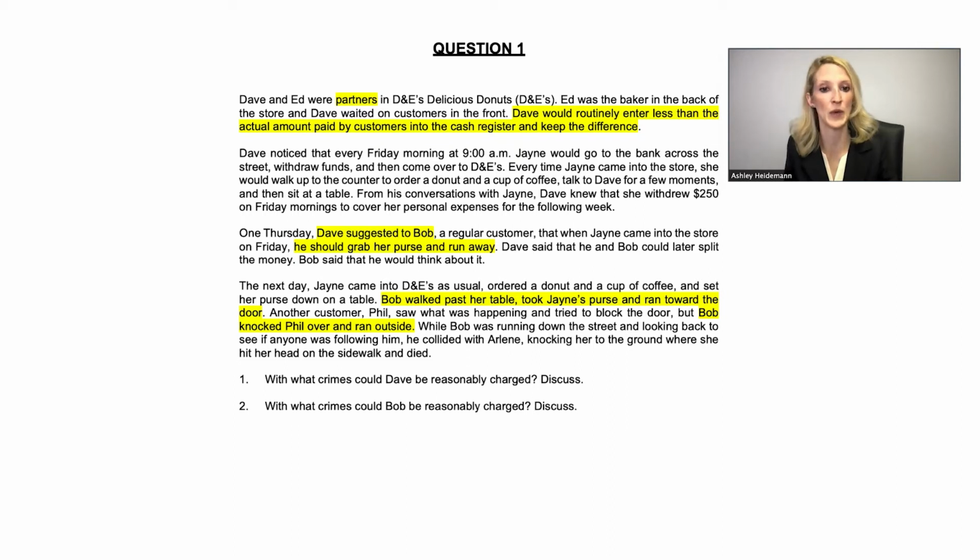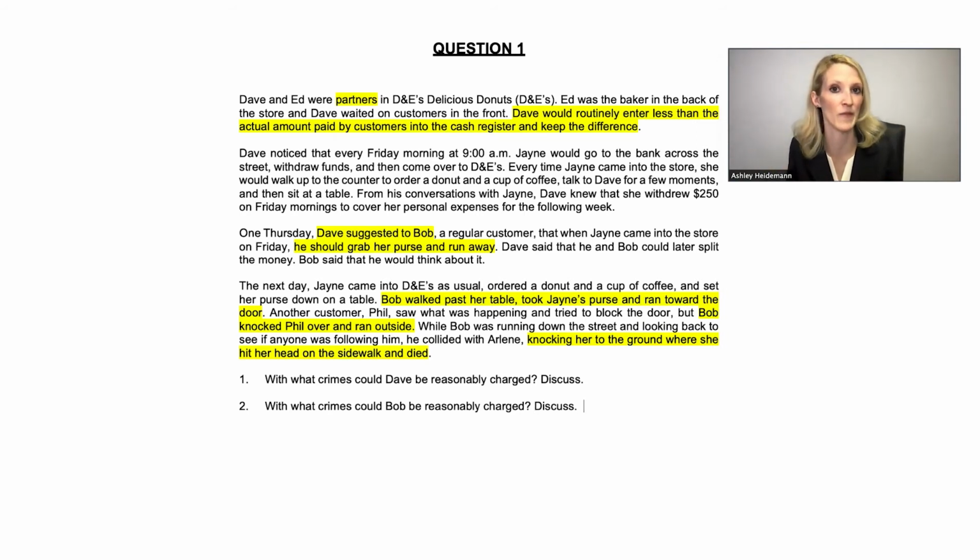All right, while Bob was running down the street and looking back to see if anyone was following him, he collided with Arlene, knocking her to the ground where she hit her head on the sidewalk and died. A lot of bar exam fact patterns will involve a death. So you really want to know first-degree murder, second-degree murder, voluntary manslaughter, and felony murder very well, because you're going to have to be very, very comfortable with analyzing different facets of a crime.